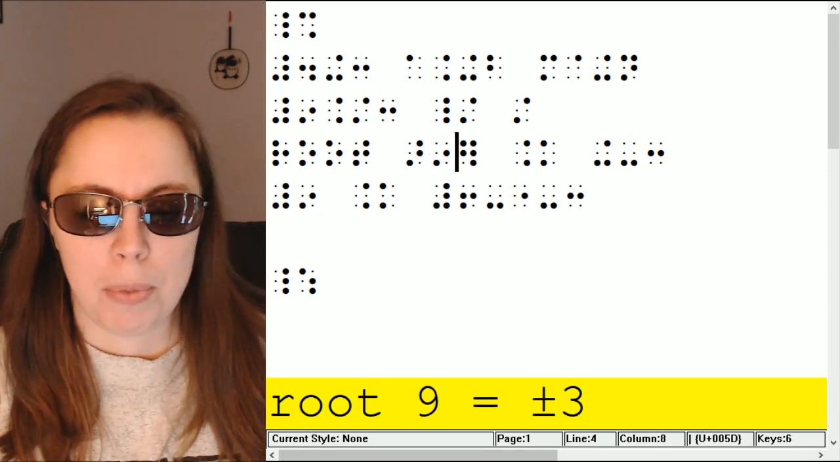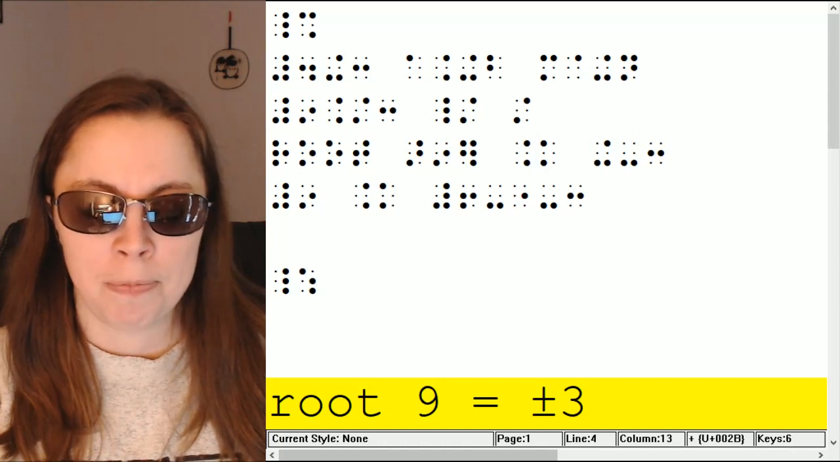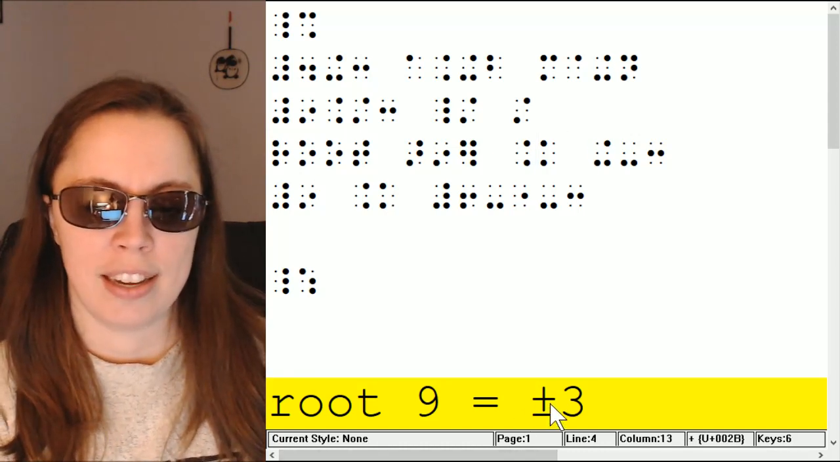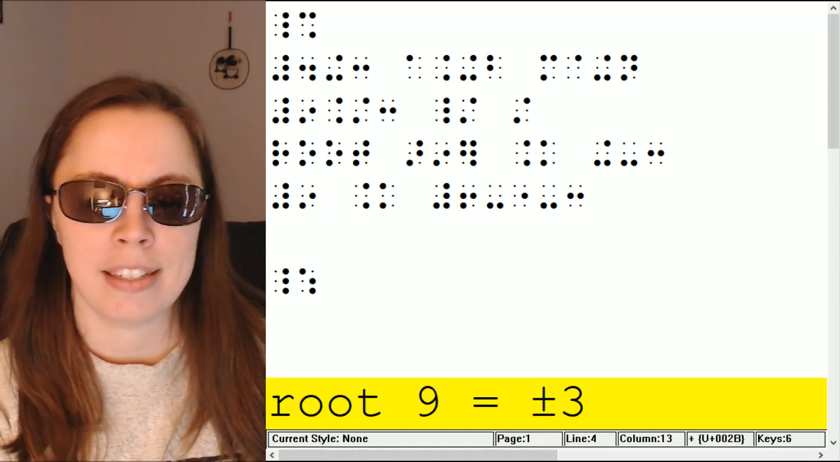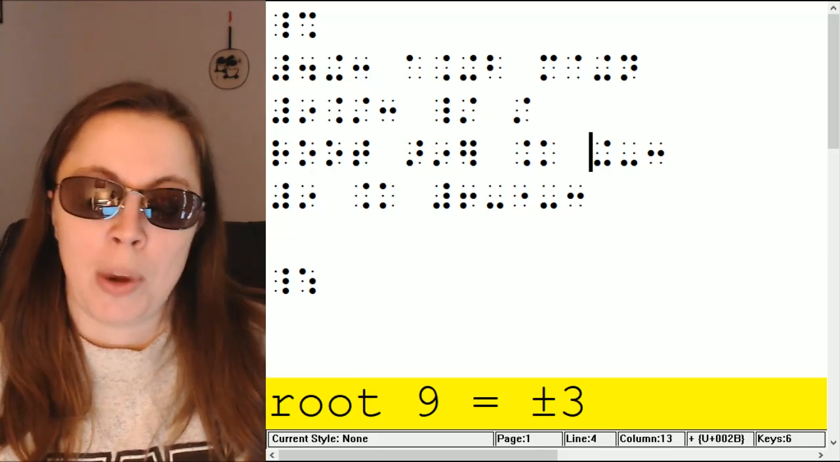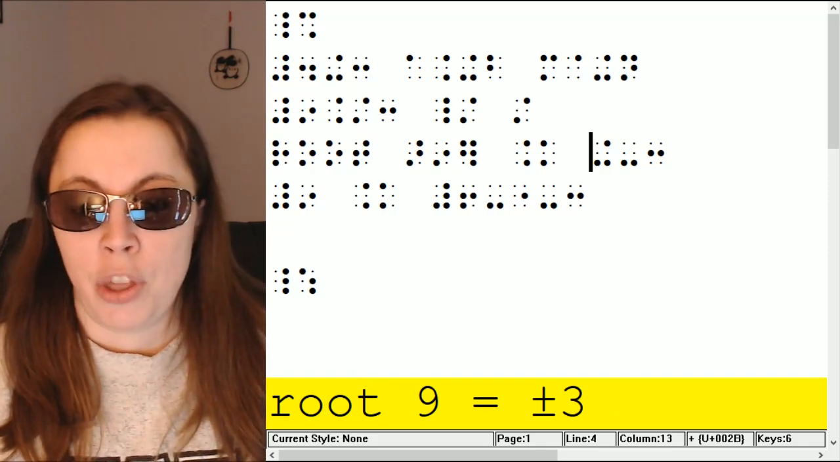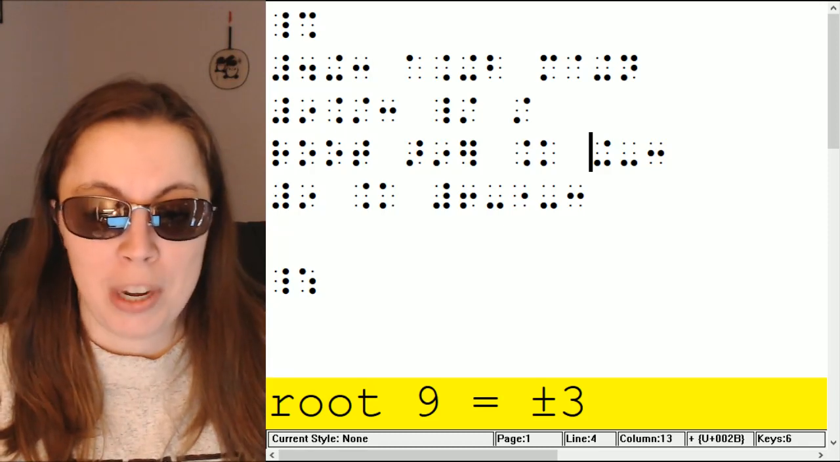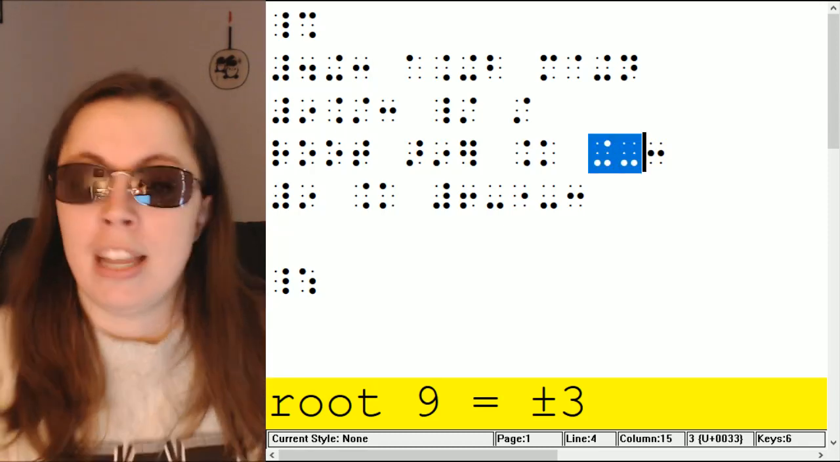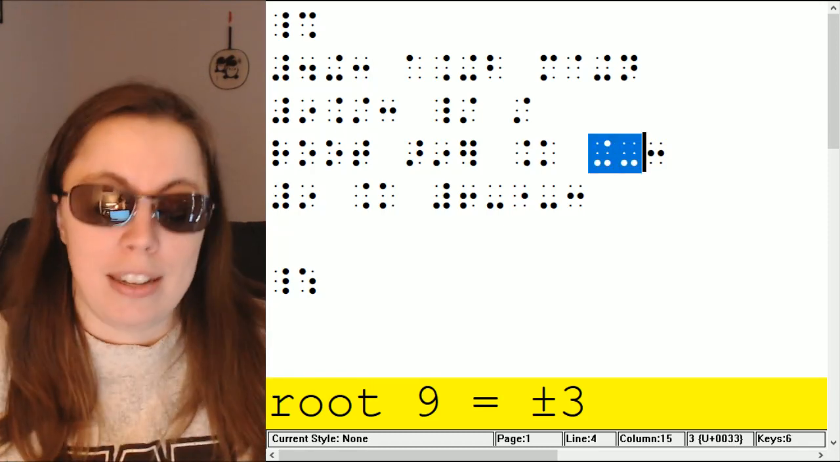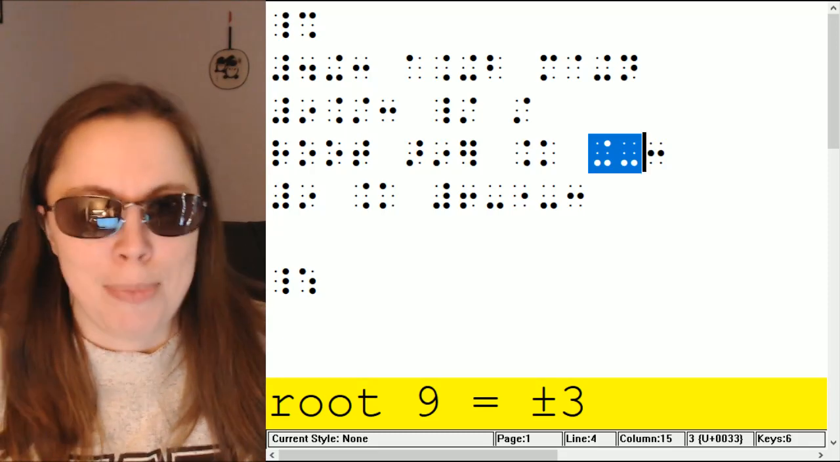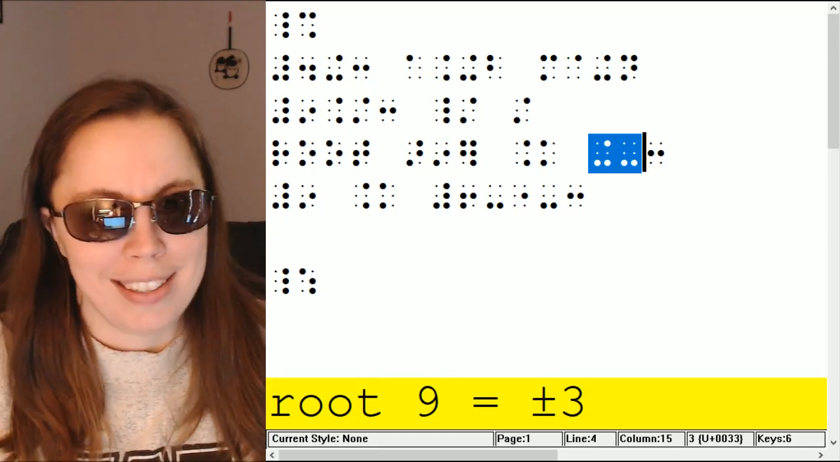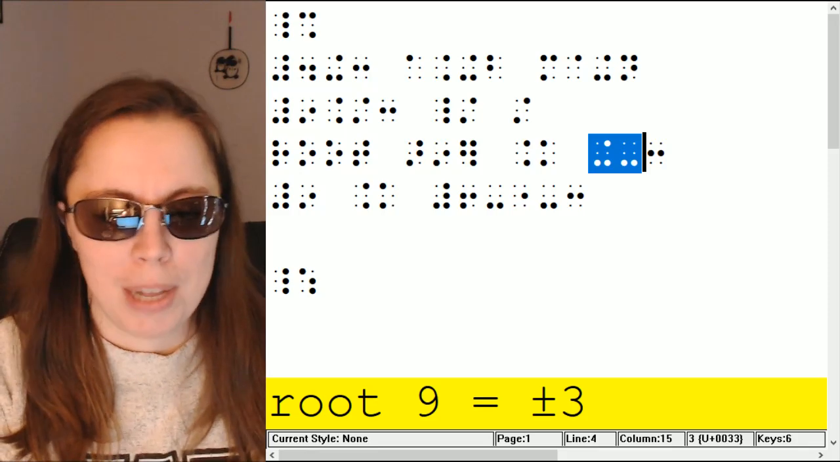So math has a symbol for that. It's the plus or minus symbol. You can see it down in the translated line in front of the 3, plus or minus. So if I say the square root of 9 equals plus or minus 3 in math, that's pretty common. To Braille it, there is a Braille symbol for that plus or minus symbol. It's made up of a plus symbol and a minus symbol, just stuck together. So plus or minus 3.